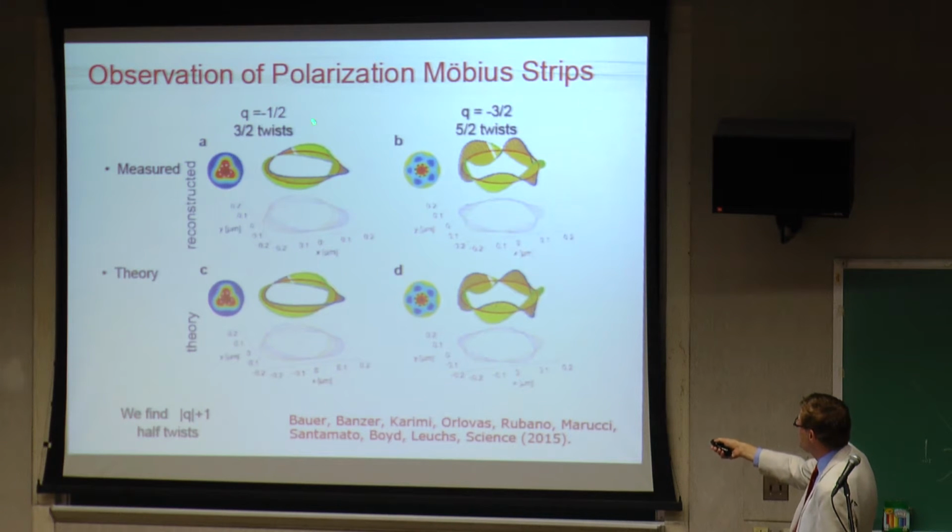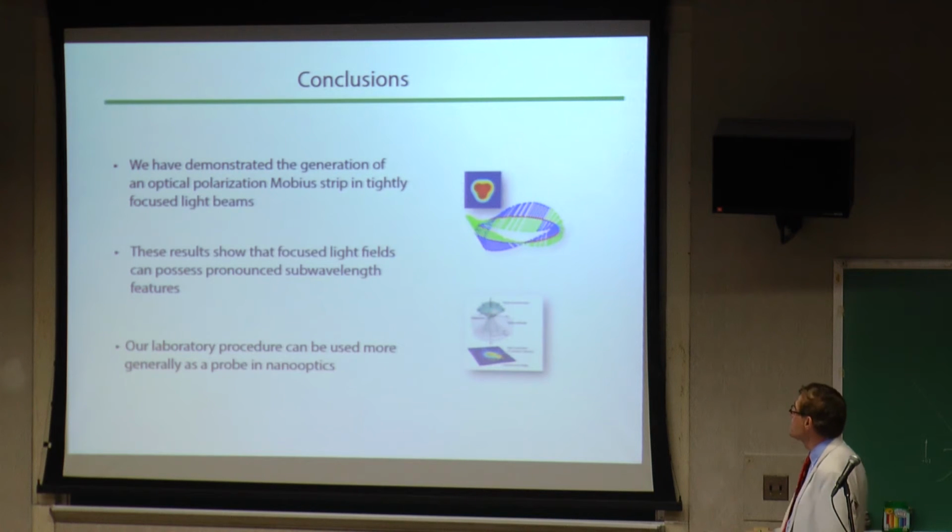For Q equals -0.5, we get a Möbius structure of this form. For -3/2, we get a Möbius structure of this form here. So here are some conclusions. What have we accomplished? Well, we have demonstrated the generation of an optical polarization Möbius strip in tightly focused light beams.